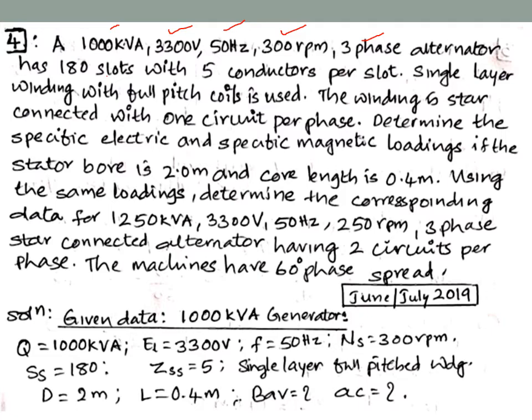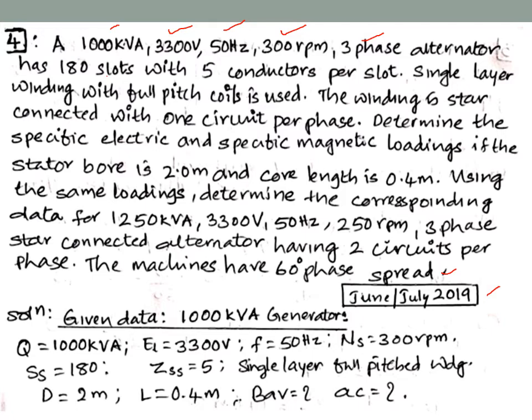If the stator bore is 2 meter and core length is 0.4 meter. Using the same loadings, determine the corresponding data for a 1250 kVA, 3300 volt, 50 Hz, 250 RPM, 3-phase star connected alternator having 2 circuits per phase. The machines have 60-degree phase spread. Okay, this has been asked in June, July 2019.